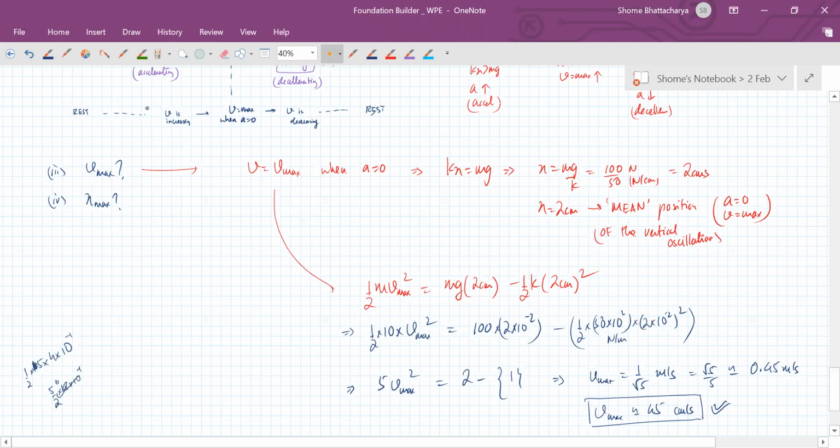Whereas what about the maximum extension now? How will we calculate the maximum extension? So you'll understand the maximum extension is happening at the position where V is 0. That is at the bottommost point or the lower extreme of the oscillation.